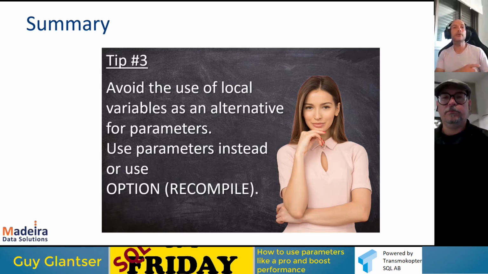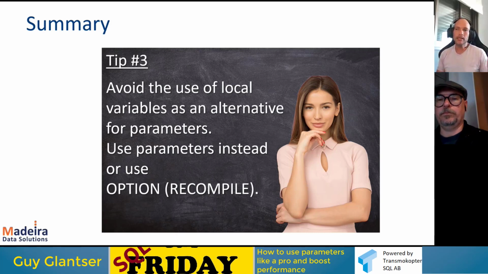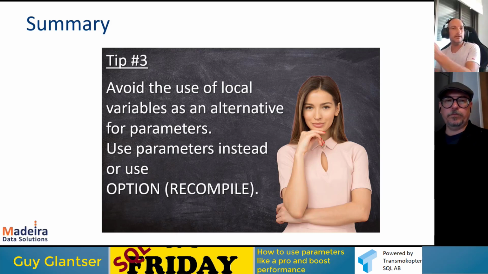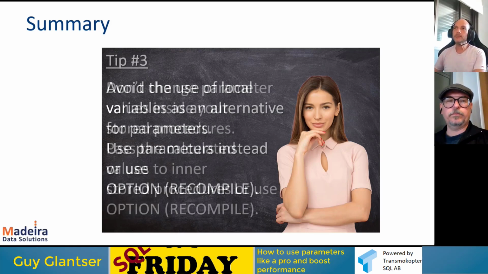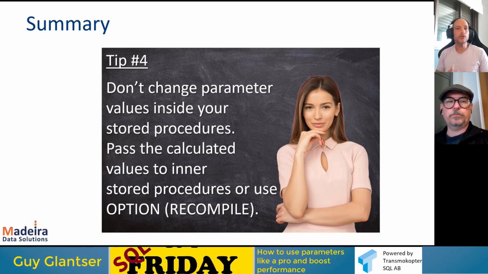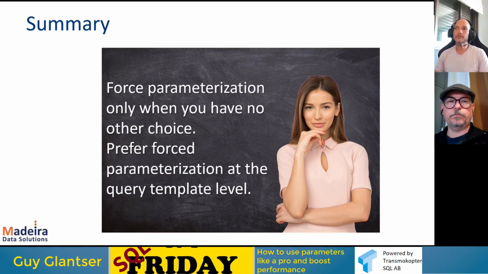Tip number 3, use option recompile when appropriate, okay? And option recompile will solve all those problems of changing parameter values, different distributions, local variables. It will solve everything, really. But make sure that you only run the relevant query once in a while, not too much, or don't use option recompile everywhere, and then everything will have to be recompiled. Okay, so use it with caution. Tip number 4 is don't change your parameter values inside stored procedures, or don't use local variables. Use one of the options I showed you, either option recompile or use an inner stored procedure, which will also have parameter sniffing.